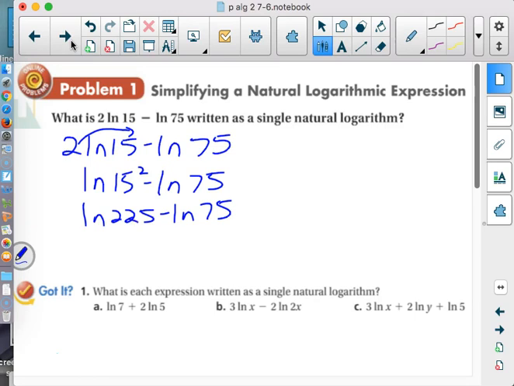All right. And then we just have subtraction to get rid of. So we get this into one logarithm. So what's subtraction do? Division. What is it? It's 3. So we really simplified that one, from 2 natural log of 15 minus natural log of 75 to natural log of 3.